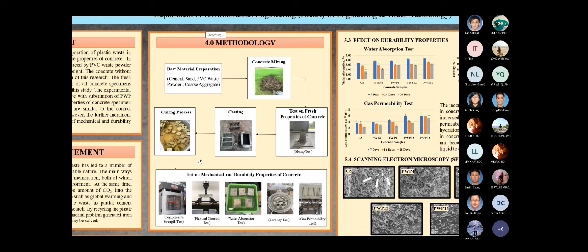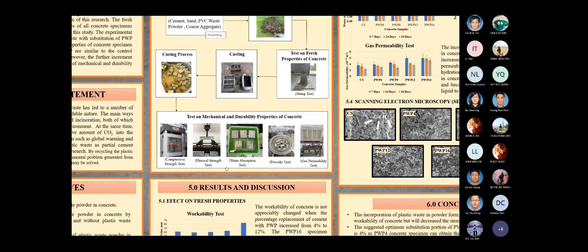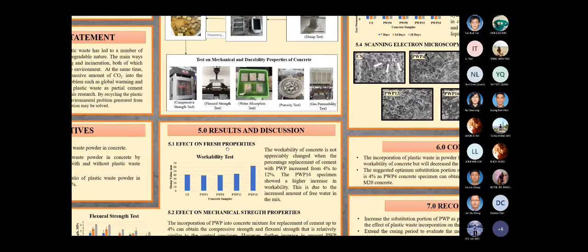After that, the hardened concrete is taken out from the water tank, and then the hardened concrete tests are conducted to determine the mechanical and durability properties of concrete. The hardened concrete tests include the compressive strength test, flexural strength test, water absorption test, porosity test, and gas permeability test. Now we move to the results and discussion.